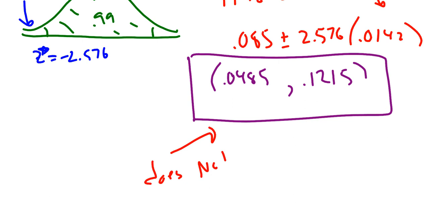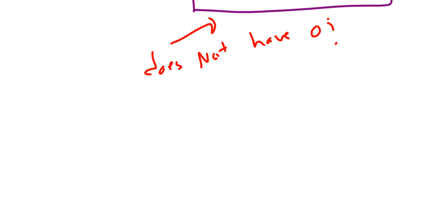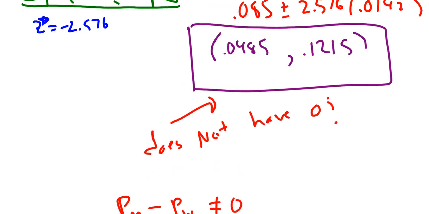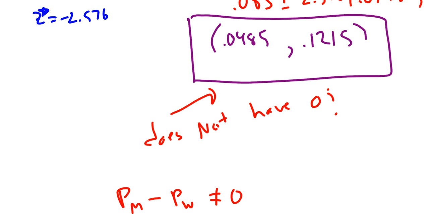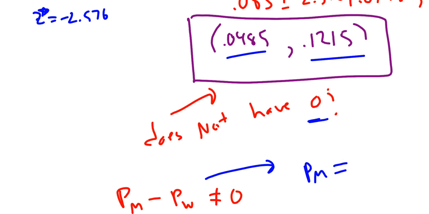I think it's important to notice here that this interval does not contain, or I'll say have, 0 in it. So since it doesn't have 0 in it, that leads me to believe that the true difference in proportions, P of men minus P of women, does not equal 0. Since the interval doesn't capture it, the interval is letting us know that we think the real difference in proportions is somewhere between these two numbers. 0 is not one of those numbers. So this difference is not 0, which means that the proportion of men who live at home with their parents is different from the proportion of women who live at home with their parents.